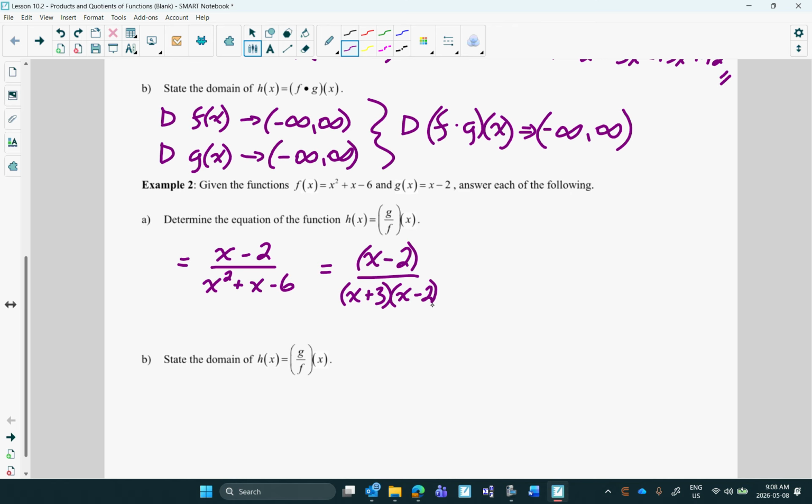But before you cancel, what are the NPVs, non-permissible values? What can x not be? Negative 3 and 2. And then we can cancel these down to 1, and be left with 1 over x plus 3.